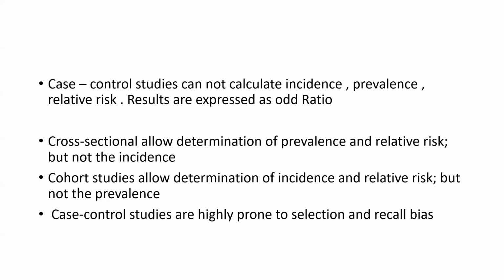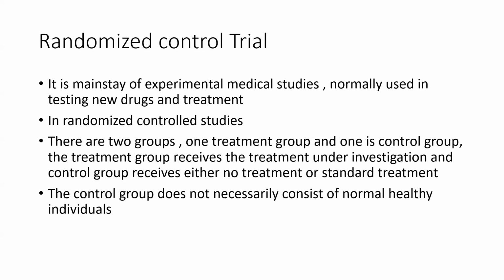So case control study cannot calculate incidence, prevalence and relative risk, and results are expressed as odds ratio. Cross-sectional allows the determination of the prevalence and the relative risk, but not the incidence. Cohort study allows the determination of incidence and relative risk, but not the prevalence. So case control studies are highly prone to selection and recall bias.